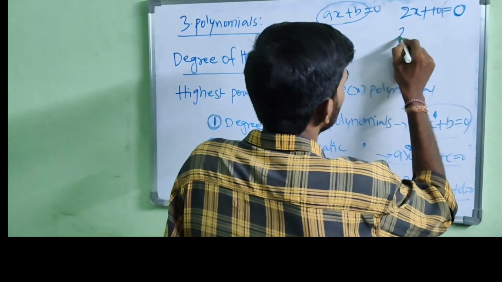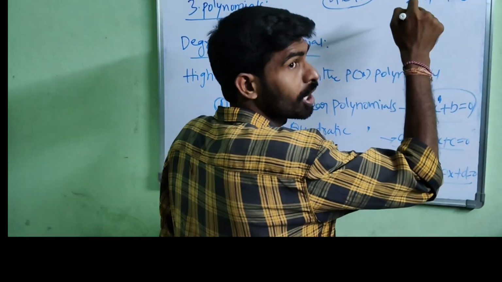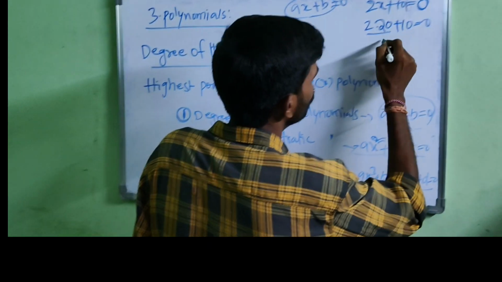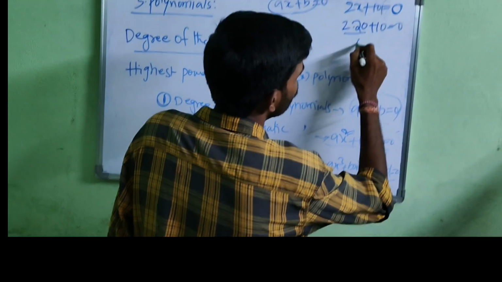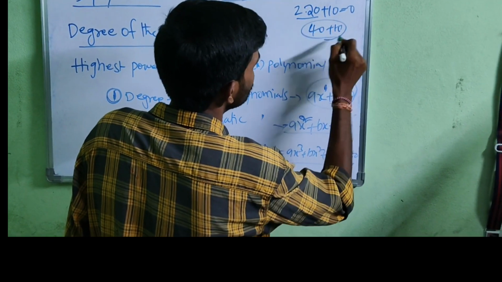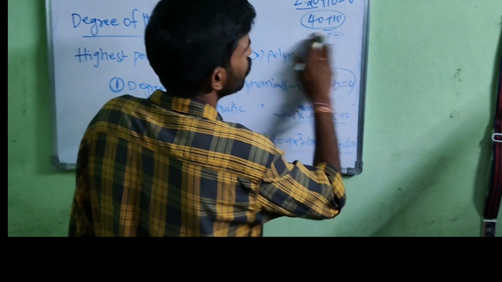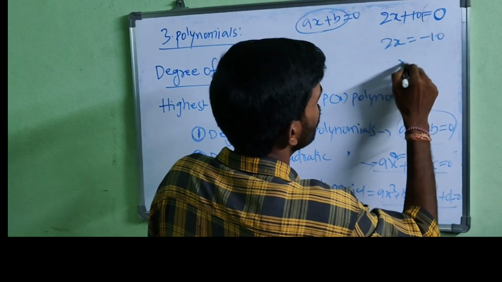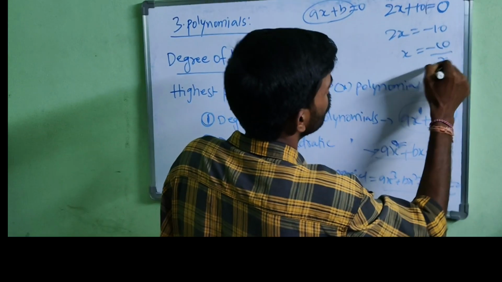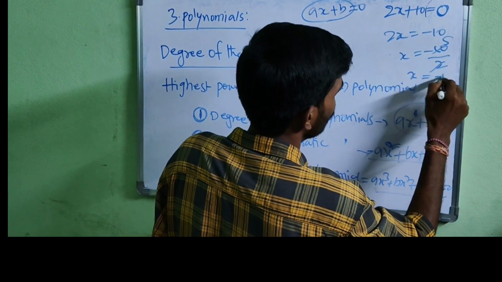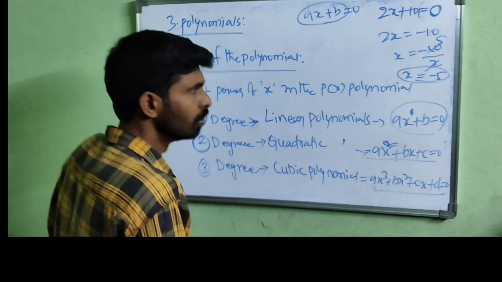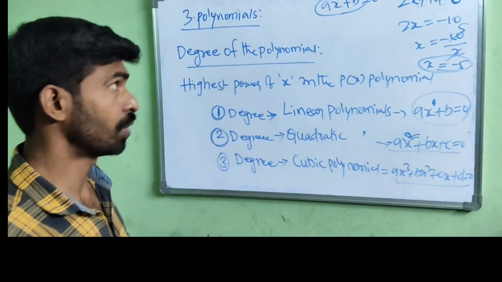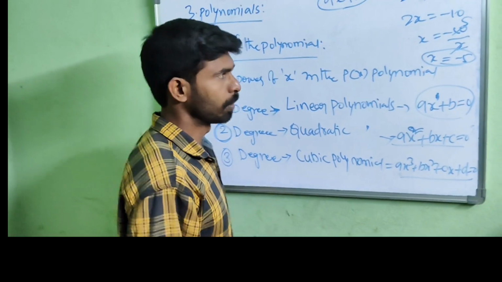For example, 2 into what is x? On the first day, that is Sunday, 20, right? Plus 10 equal to 0. 2 into 20, how much is it? 40 plus 10 equal to how much? 50, right? Okay. For example, if I take the same like this, what happened? 2x equal to minus 10. x equal to what? Minus 10 by 2. It is minus 5. What is the value of x? Minus 5. Minus 5 rupees is the cost of that one. Okay.